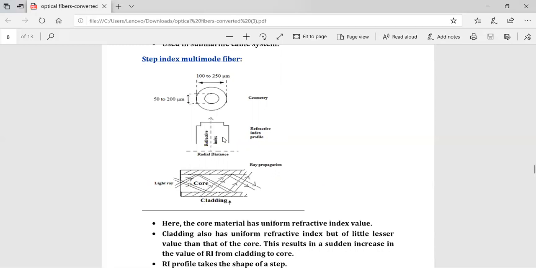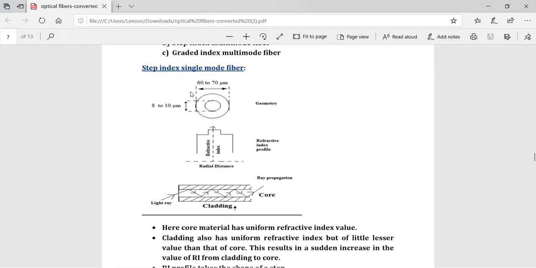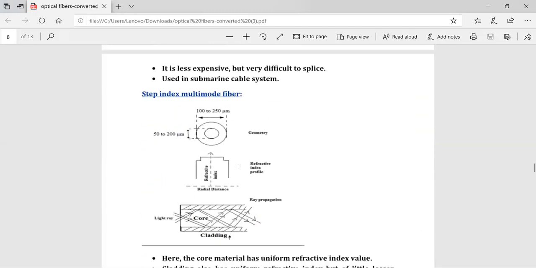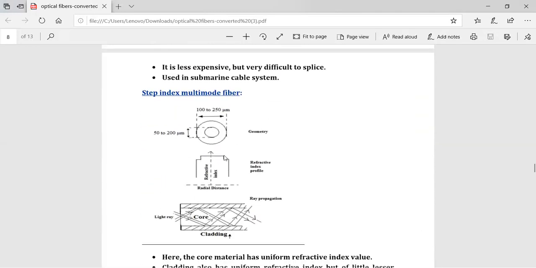If you come to the refractive index profile, this is also step index only. So here also the refractive index profile takes the shape of a step. So both the type of fibers are of step index only. But the difference what you can see is that here core has got a small region. Here there is a very large plane region for the core.